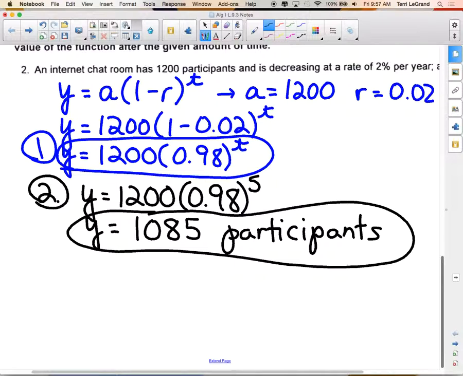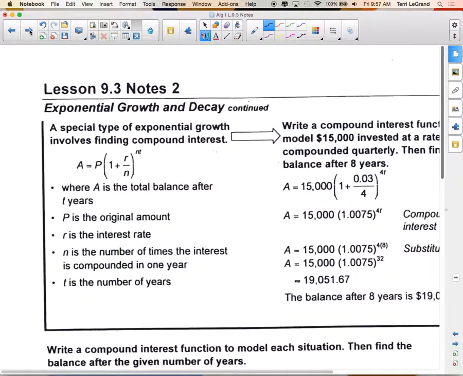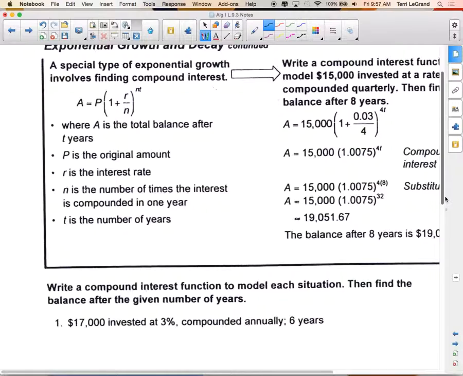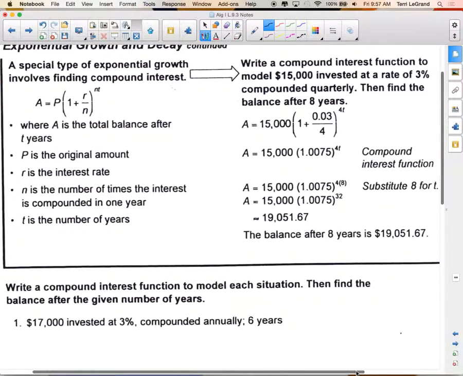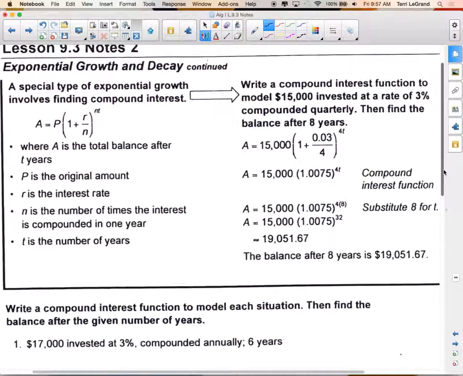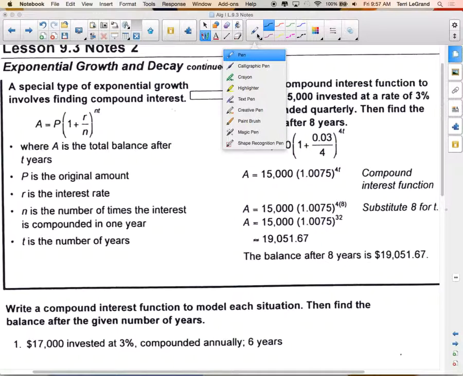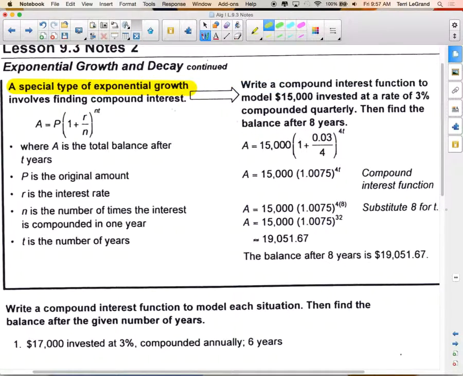Okay, let's go to the next slide, where we are going to work with a special exponential growth one on this one, and then there's going to be another special exponential decay one on the other. So we are going to highlight in here that we have a special type of exponential growth that involves compound interest, a very common thing in our world. Compound interest.